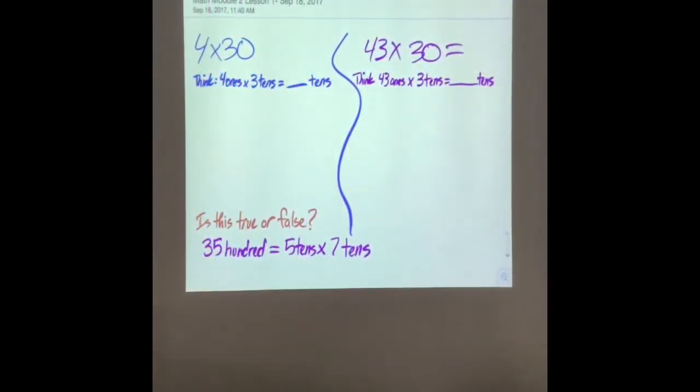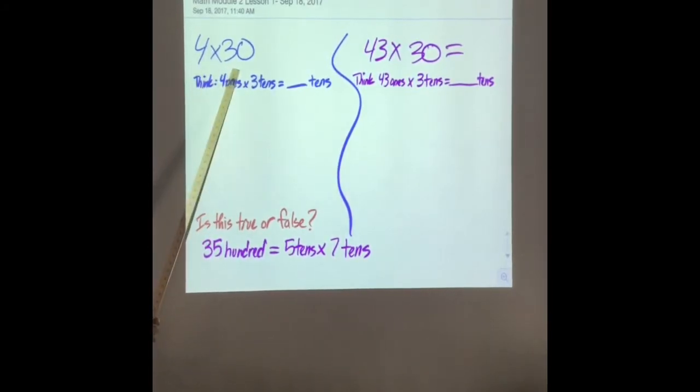Welcome back to math. Today we're going to be doing module 2, lesson 1. It's multiplying multi-digit whole numbers and multiples of 10 using a place value pattern and the distributive and associative properties. So I have a couple of problems up here.